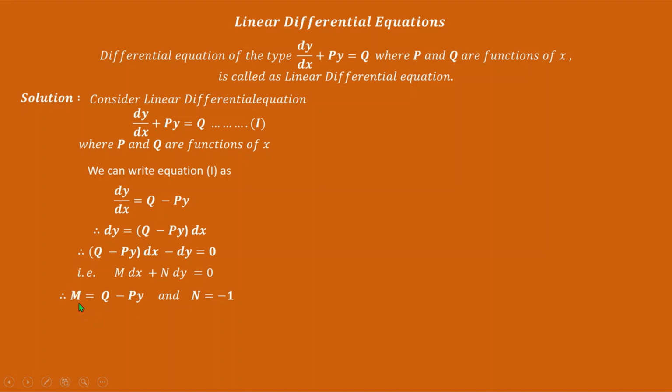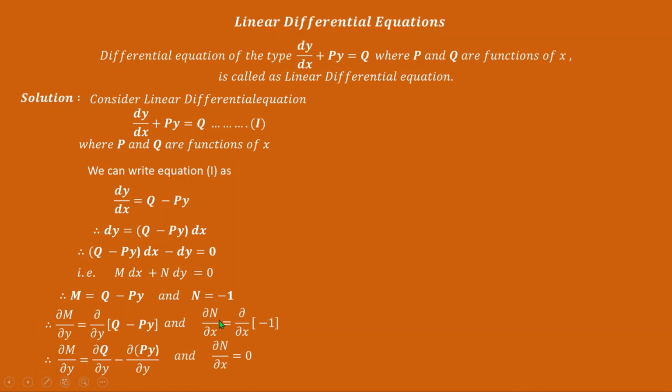Now here we have to find the derivative of M with respect to y and the derivative of N with respect to x. So taking partial derivative on both sides with respect to y, we get ∂M/∂y = ∂/∂y of (Q - Py), and taking partial derivative with respect to x, we get ∂N/∂x = ∂/∂x of (-1). Taking this ∂/∂y inside, we get ∂M/∂y = ∂Q/∂y - ∂/∂y of (Py), and as -1 is a constant, the derivative of -1 with respect to x is 0, so we get ∂N/∂x = 0.